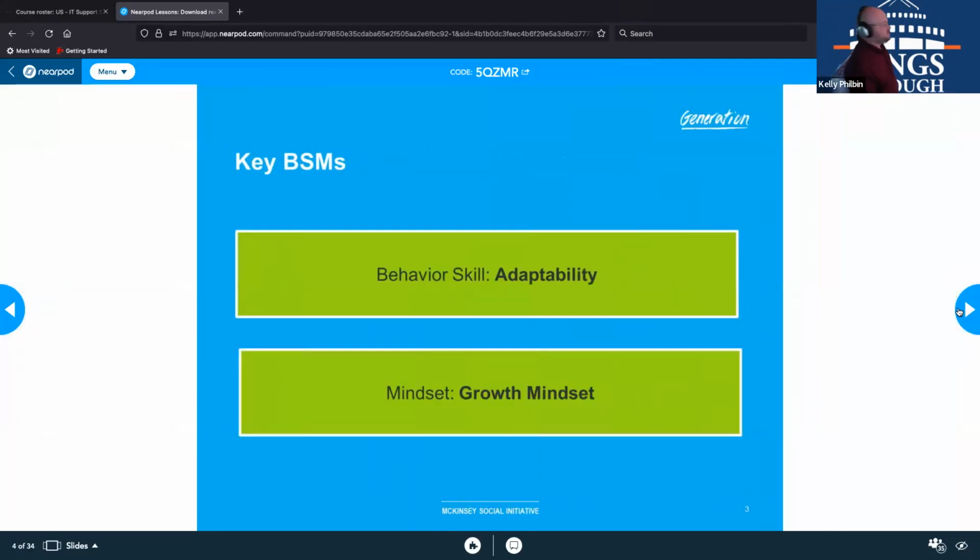All right. BSMs, or behavior skills and mindsets, we want to keep in mind: adaptability, which we haven't gone over yet but will today, and growth mindset, which we talked about at length yesterday.